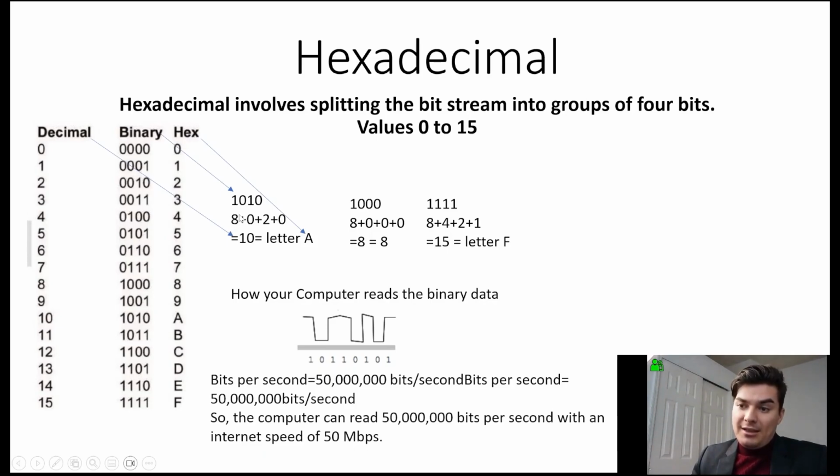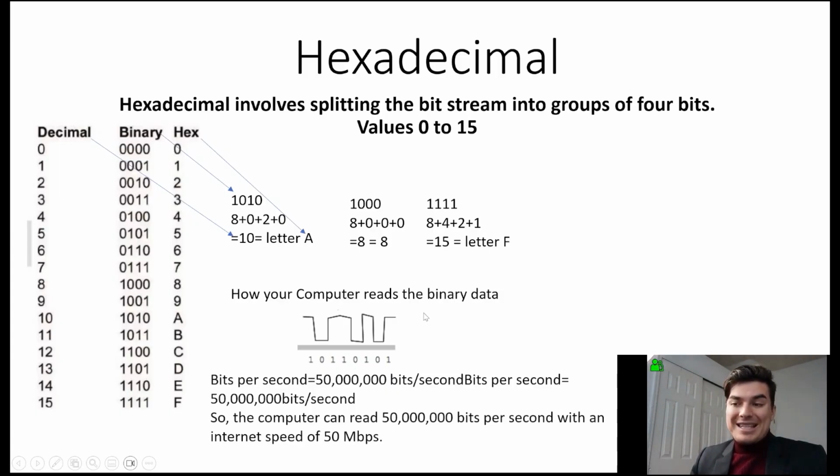Since this is on, it's 8. The next line is 0. The next one is 2. You're going to add all 4 of these up, and it equals 10. That 10 lines up and looks just like this: 1, 0, 1, 0, and that's the letter A. In the next example, just this bit is on, and that equals 8, so that's going to equal the hexadecimal value of 8. For the last one, all the bits are on, and that's 1, 1, 1, 1, or 8 plus 4 plus 2 plus 1 equals 15, which is the hexadecimal value F.